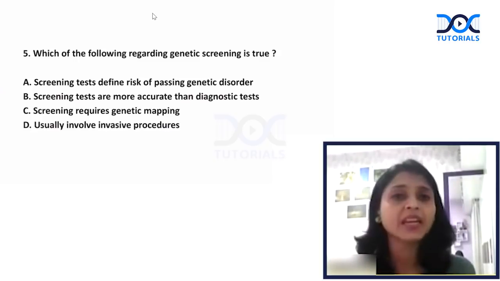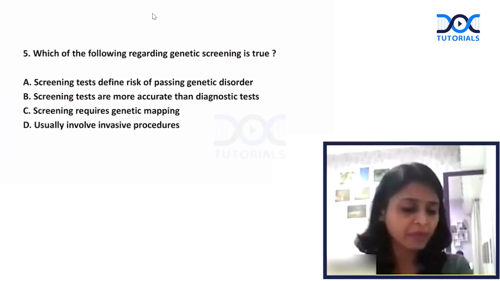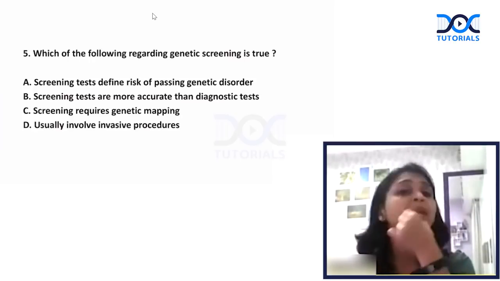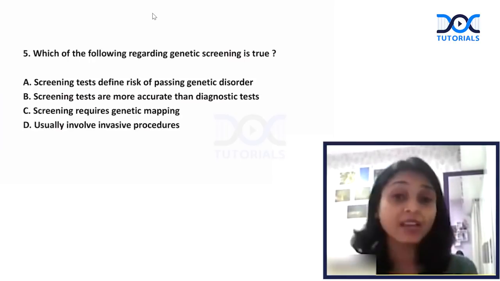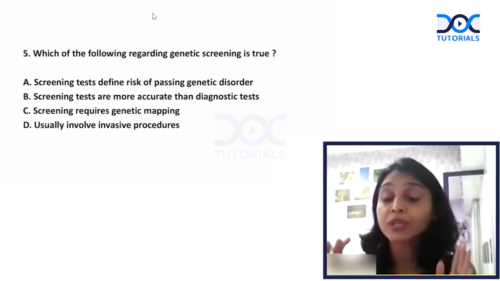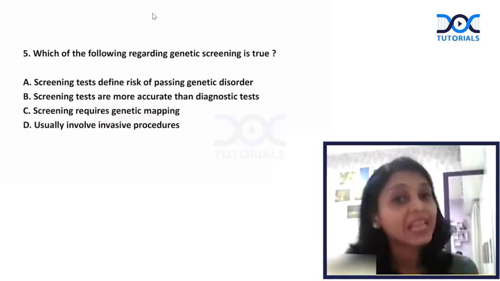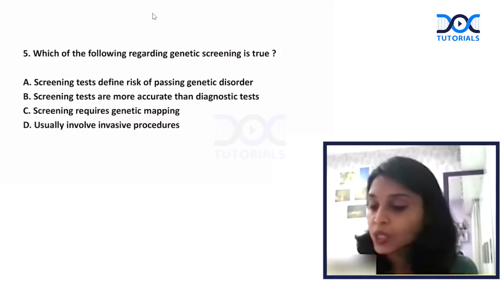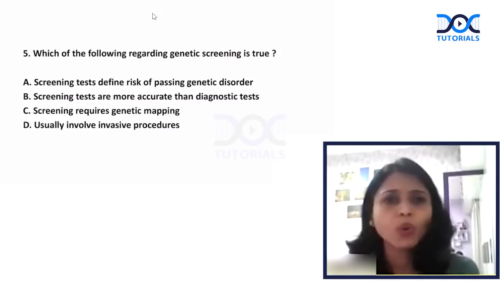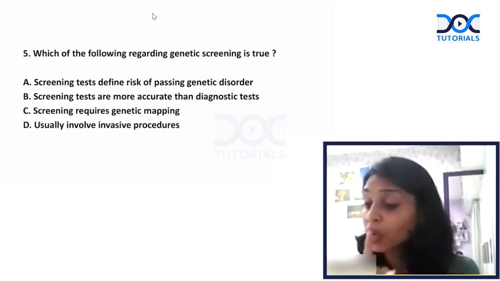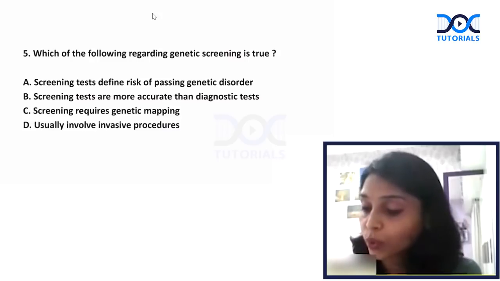How do you do genetic screening? Either by taking a hair, or sometimes scraping from the mucosa, scraping from the skin, sometimes blood. Every screening, if you want to call something a screening, has to be less invasive, usually. Okay, and screening requires genetic mapping. No, not all screening requires genetic mapping. So, which is true? Here only one is true, that is A.